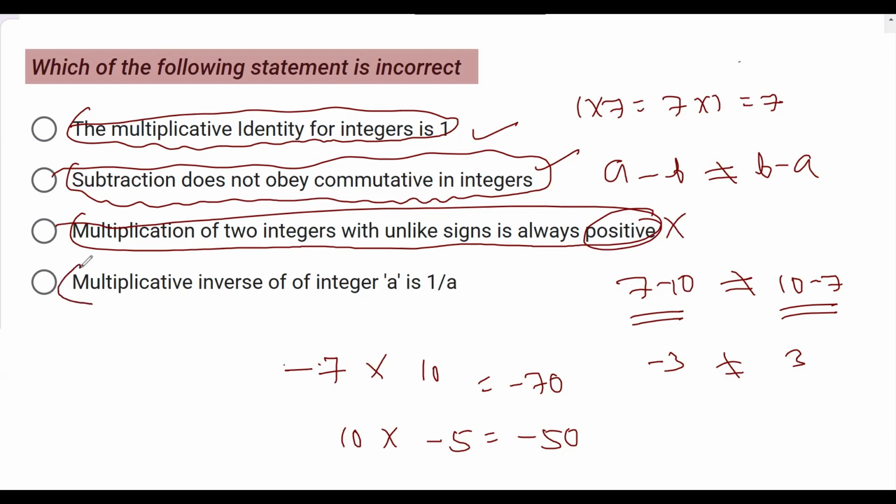Well, we can read the other options also. The multiplicative inverse of a is 1 by a. For a, its multiplicative inverse is its reciprocal, 1 by a. But the condition here is that a should not be 0. As you know, 0 does not have a reciprocal.